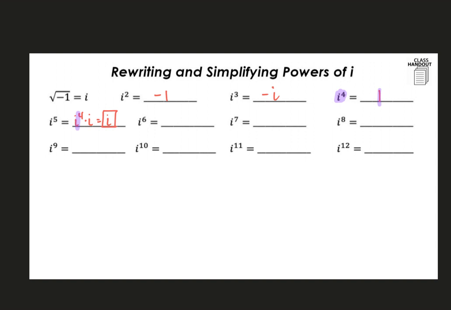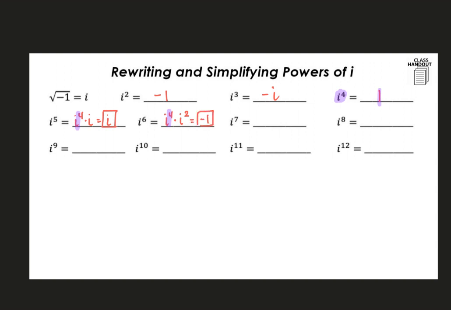Same thing, we can break up i to the sixth. Well, we know that i to the fourth goes into 6 once. To get to i to the sixth, we need 2 more. And again, we know that i to the fourth is equal to 1, so we're just left with i squared. And as we see, i squared is equal to -1.